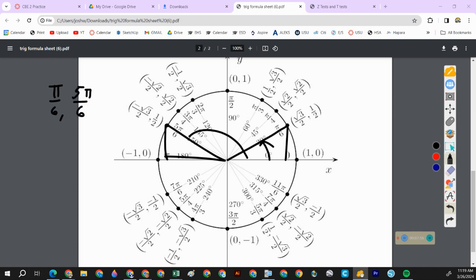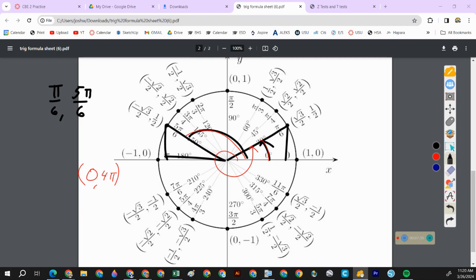Is that all of them? No, because I have to go all the way around. This is from 0 to 4 pi. So we did this and we did this, but we've got to go all the way around to there. What would that be?